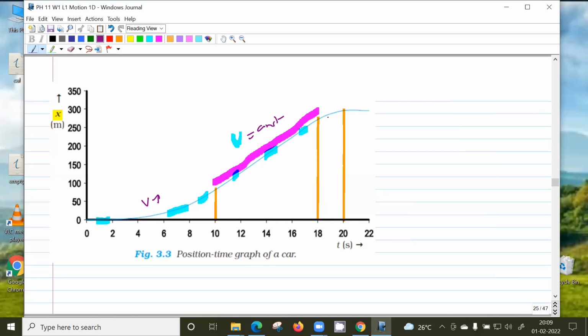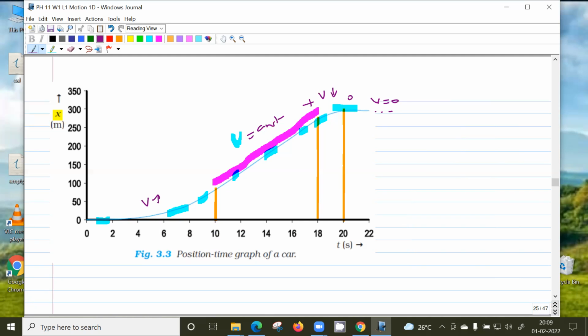And what is happening here from 18 to 20 seconds? Again the slope is like this, and at 20 seconds, what is the slope? Becomes 0. Yeah. So initially here the slope is some positive value and here the slope is becoming 0. So velocity is decreasing, right? Yes, sir. And after 20 seconds, what is the velocity? 0. Yeah. So from 0 it is slowly increasing, then the velocity is constant, and then the velocity is decreasing and stopping.